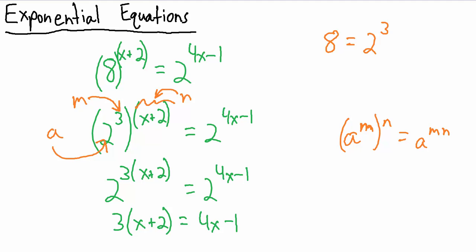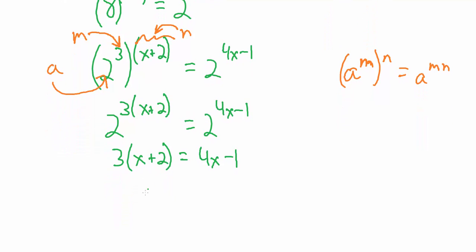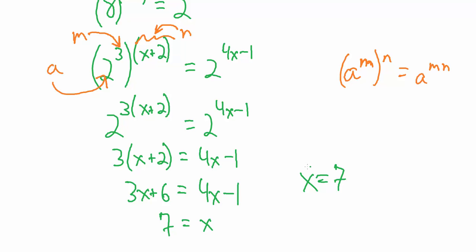So then we can now just say 3 times the quantity x plus 2 equals 4x minus 1. And let's go ahead and scroll down just a bit. And then what we want to do is distribute the 3. So we get 3x plus 6 equals 4x minus 1. And now we want to add 1 to both sides and subtract 3x from both sides. So we're going to get 7 equals x. Okay, so x equals 7 is the solution to this equation here.